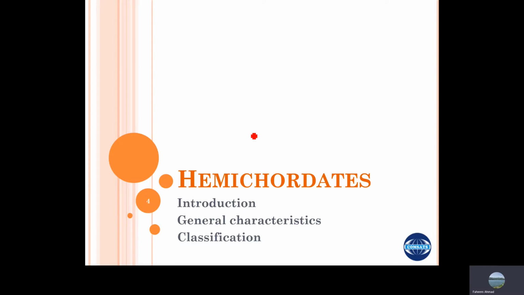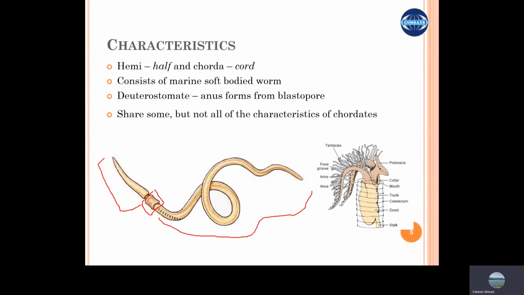We'll have their introduction, their general characteristics, and classification. Let's start with the characteristics. As I said, the name hemichordata suggests they are half chordates. So these animals are deuterostomic.